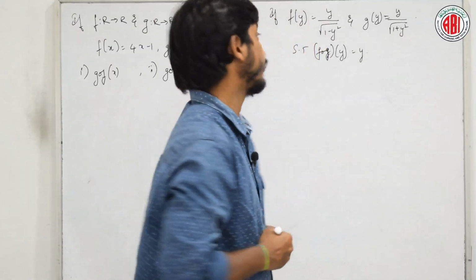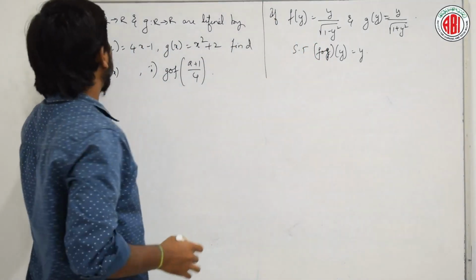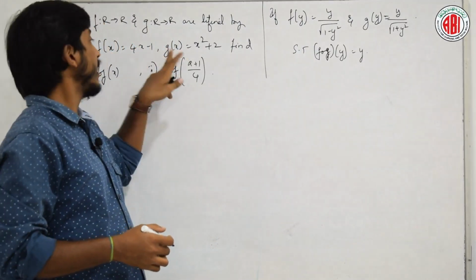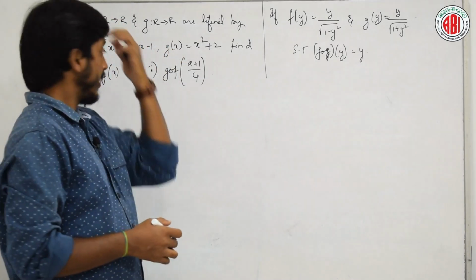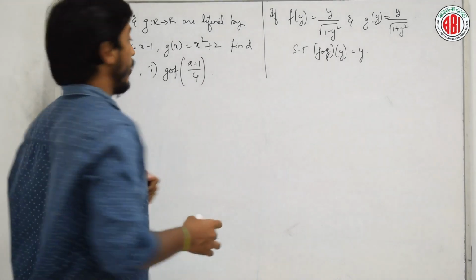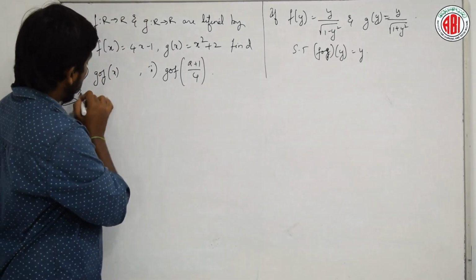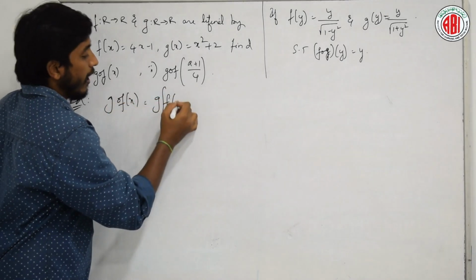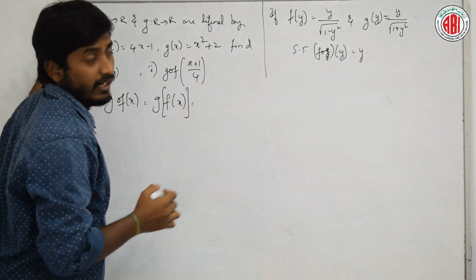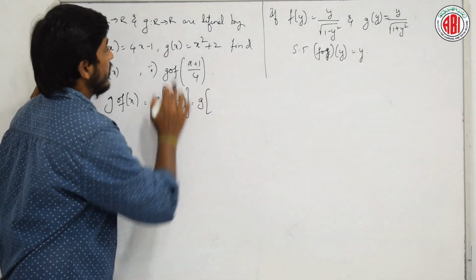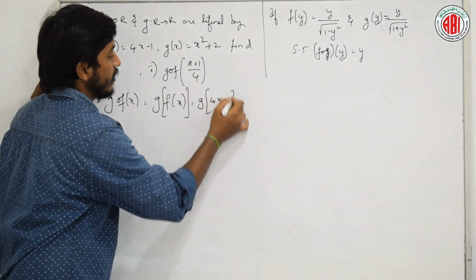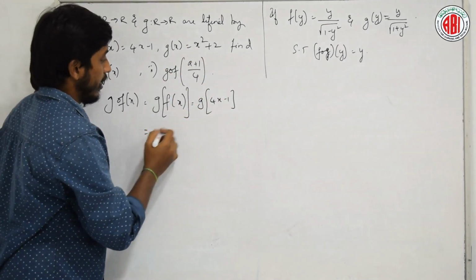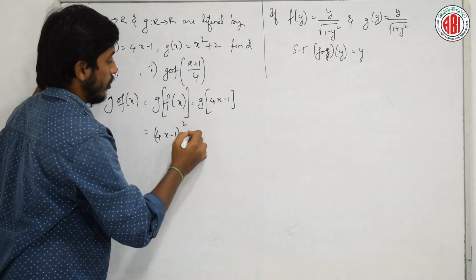Look at these questions here. He is telling that f maps R to R and g maps R to R are two functions defined by f of x equal to 4x minus 1 and g of x equal to x square plus 2. Then he is asking us to prove that g circle f of x. What is this g circle f of x? It is nothing but g of f of x. That is g of, what is this f of x? Tell me. 4x minus 1. So instead of x we are going to substitute 4x minus 1. That is 4x minus 1 whole square plus 2.